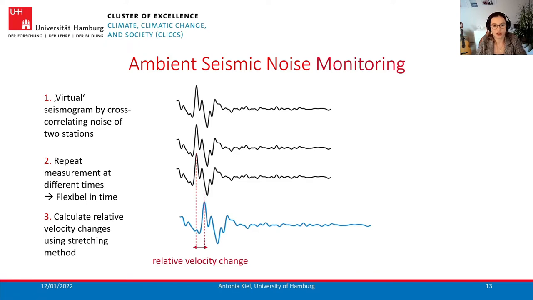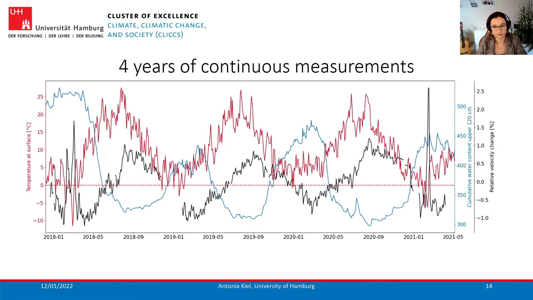And now we want to have a look at our results at our study site in the east of Hamburg. So I basically now go back to the plot I already introduced in the motivation. So we have 4 years of continuous measurements so far. And as a reminder, in red we have the temperature, in blue we have the cumulative water content of the uppermost 120 centimeters, and in black we see our relative velocity changes.